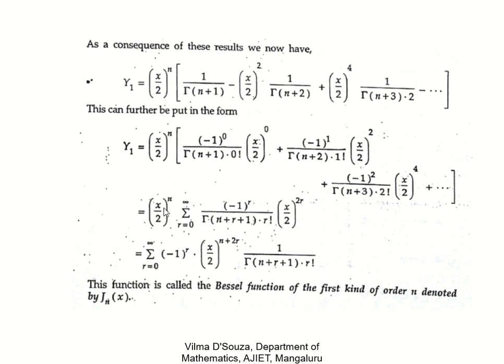Combine these two terms, x by 2 to the power n and x by 2 to the power 2r. So x by 2 to the power n plus 2r into 1 by gamma n plus r plus 1 into r factorial. So now this function is called Bessel's function of the first kind of order n. So this is the solution of the Bessel's equation leading to Bessel's function of first kind.